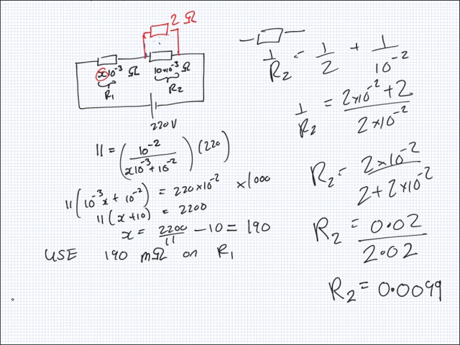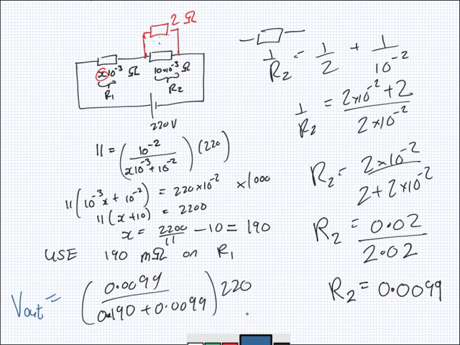Now, if I use the formula, I can calculate the voltage. So let's calculate again. V out equals R2 over R1 plus R2, and we said R1 is 0.190 plus 0.0099 times 220. So my answer now for V out is no longer 11, it's, can you calculate? 10.9.